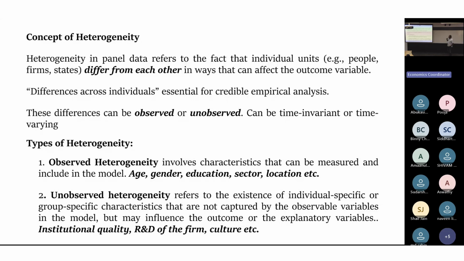Whenever we talk about heterogeneity, what is that? It is nothing but the unique nature. You can classify heterogeneity into two things. One is observed heterogeneity, the other is unobserved heterogeneity. Heterogeneity may also be time varying, or it may be time invariant. What is observed heterogeneity? Observed heterogeneity, you can easily observe. You are able to understand.